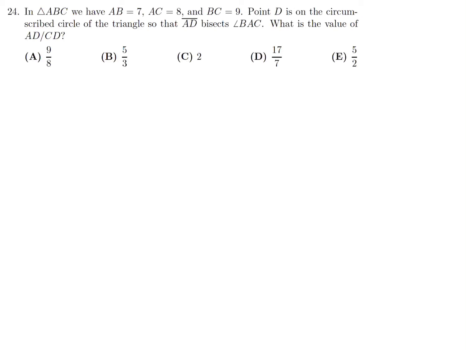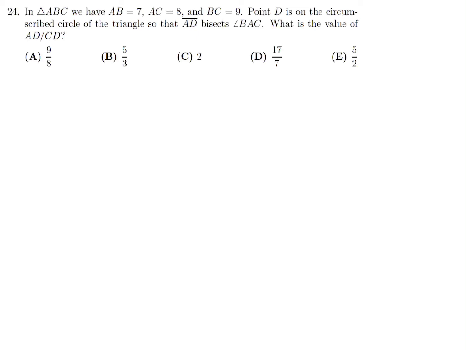In triangle ABC, we have AB is equal to 7, AC is equal to 8, and BC equals 9. Point D is on the circumscribed circle of the triangle, and AD bisects angle BAC. What is the value of AC over DC?